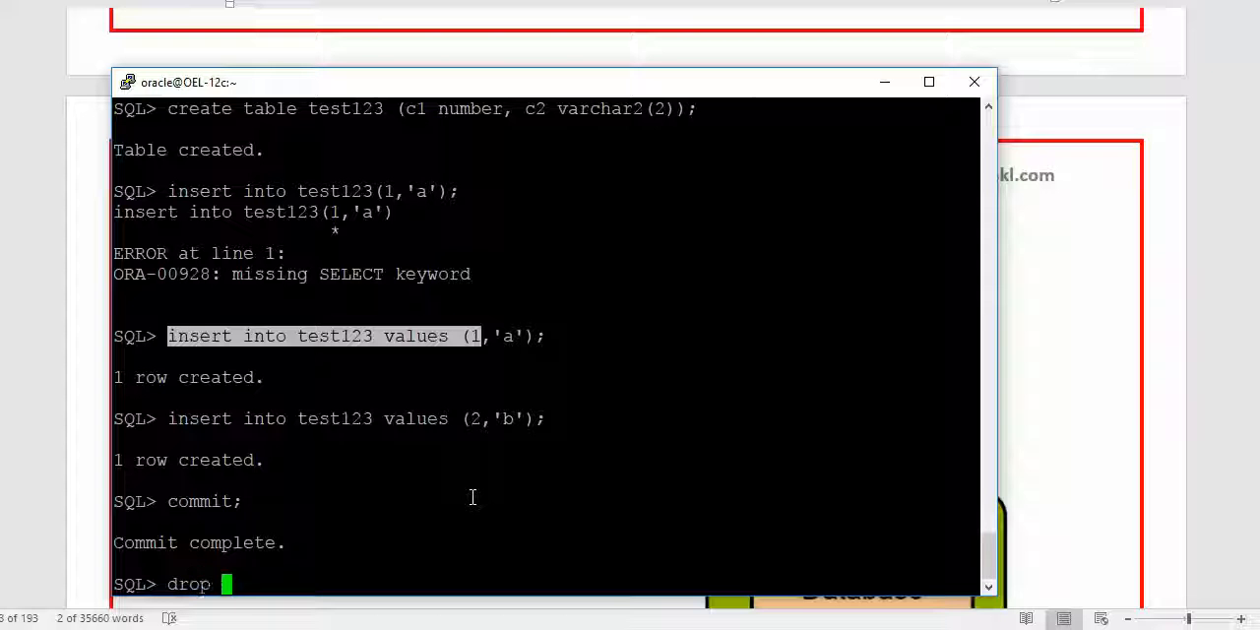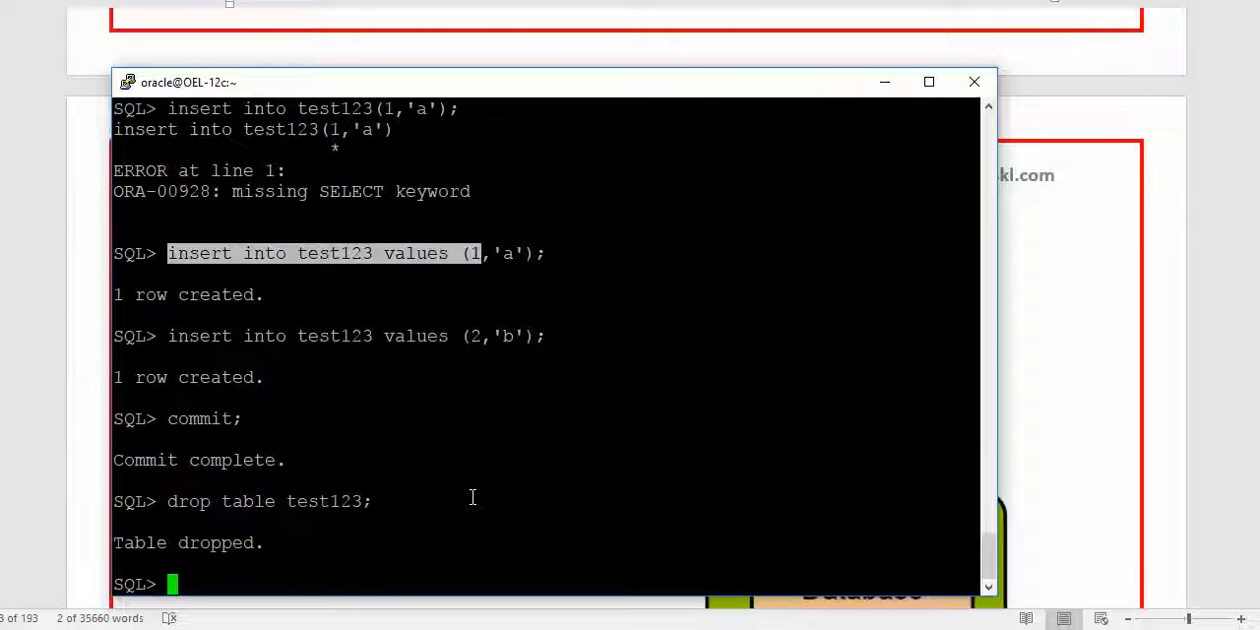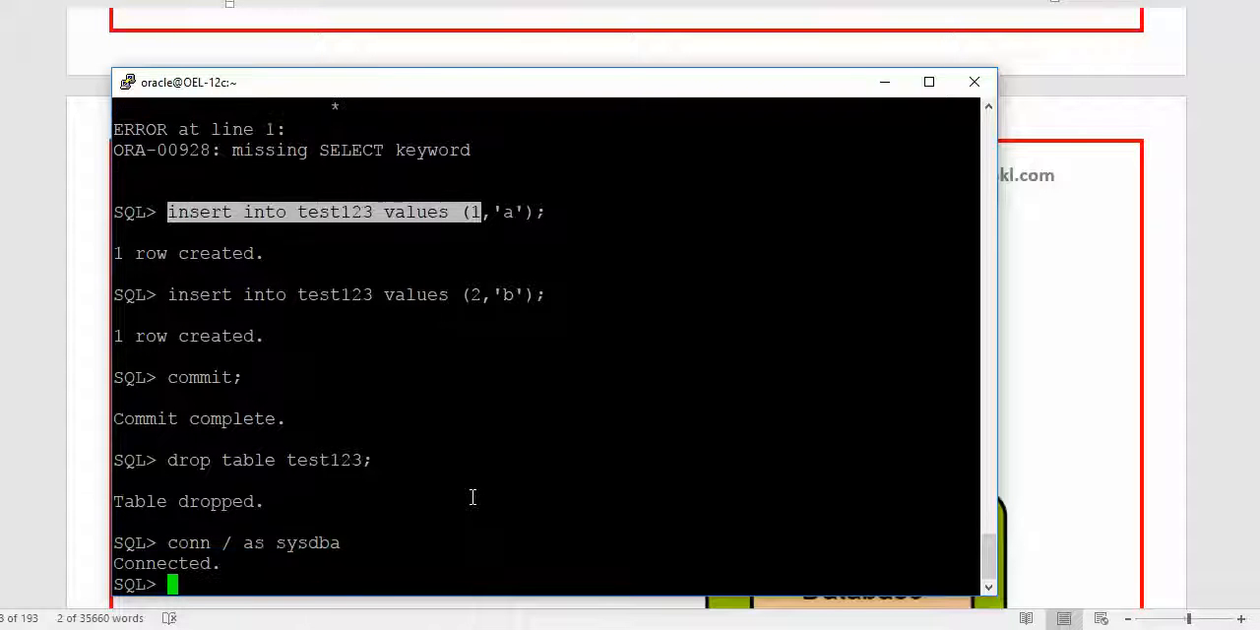Now accidentally I dropped the table. Drop table test123. Gone. As the user has dropped the table, it is gone. Now he might come back to the Oracle DBA to use flashback. So what the Oracle DBA does is he will say flashback table test123.test123 to before drop.